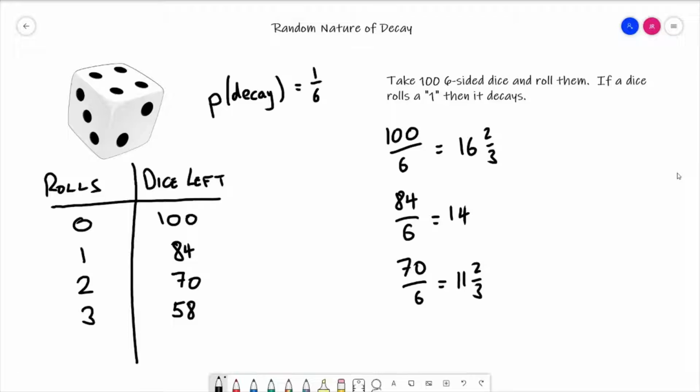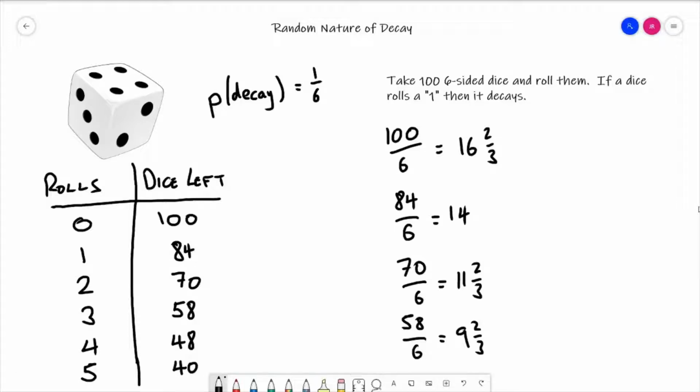Let's do a 4th roll. 58 divided by 6 is 9 and 2/3. So let's say that we've had 10 decay, round it up again, and we've therefore got 48 dice left. Let's do 1 more roll, so we're going to have a 5th roll. Now a sixth of 48 is exactly 8, so let's take that down to 40 dice remaining.